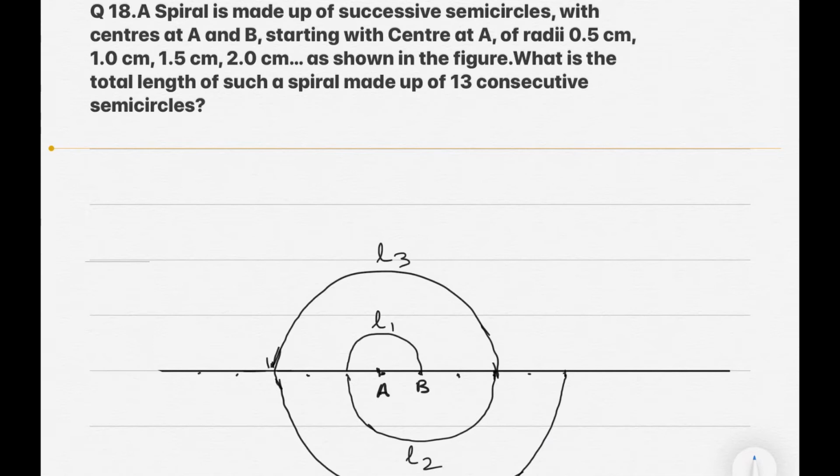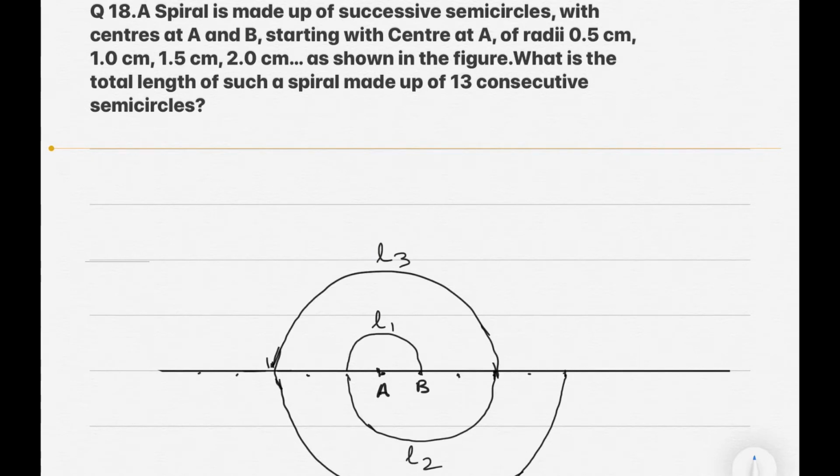Now to question number 18. So question number 18 says a spiral is made up of successive semicircles with centers at A and B. So first they are taking center as A, then B, then again A, then B, like that. Starting with center at A.